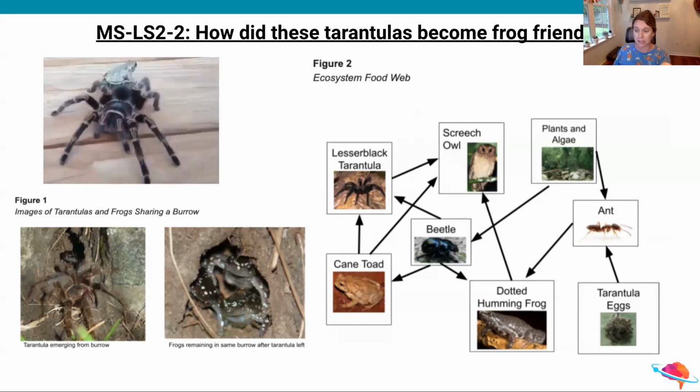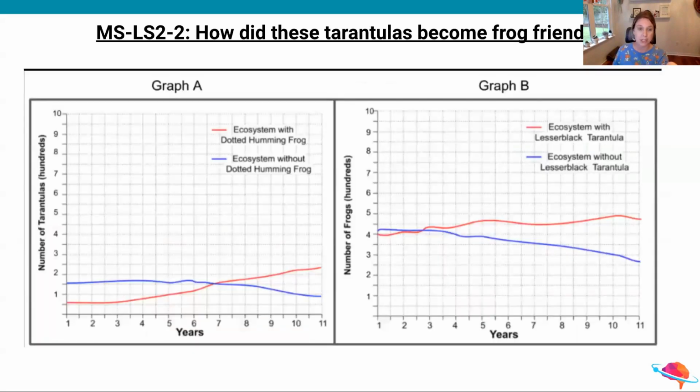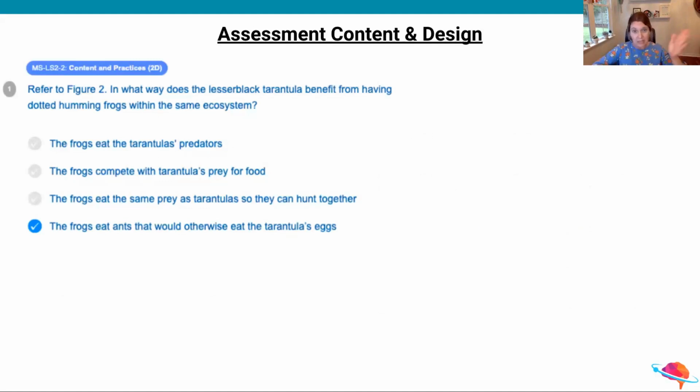In the next slide, we give students information about the population of both of these species in ecosystems where they coexist. The red line in both of these shows ecosystems with the other species, and the blue line shows populations of both of those species without each other. So students can look at some patterns of data here to see the benefits that both species have with each other.